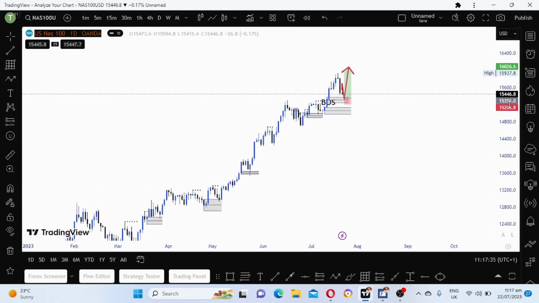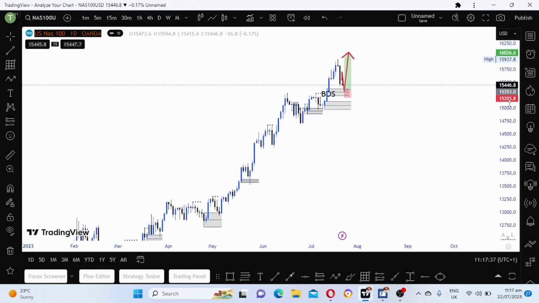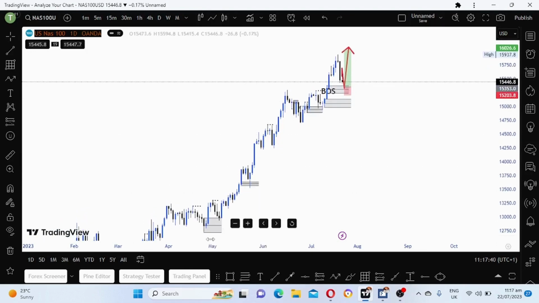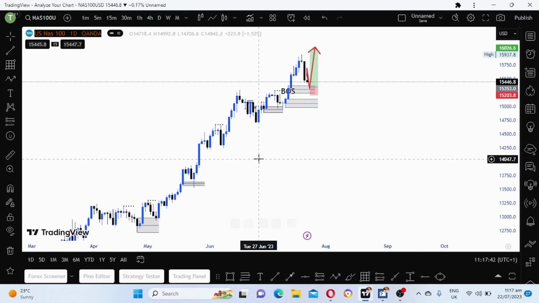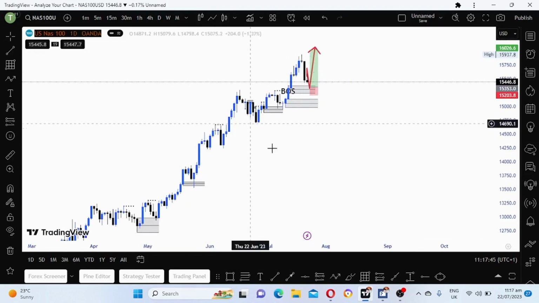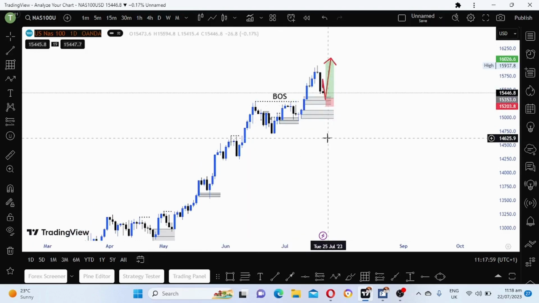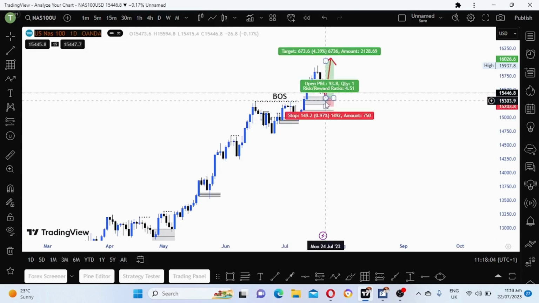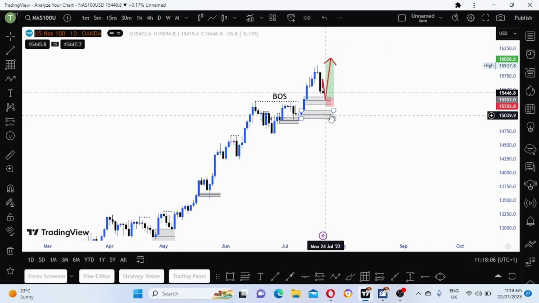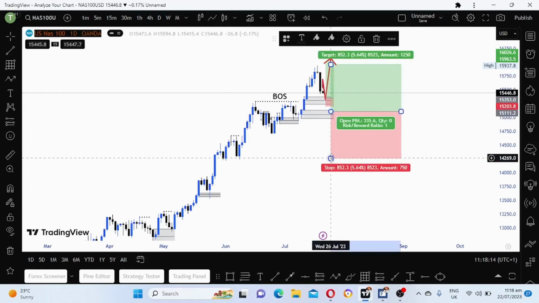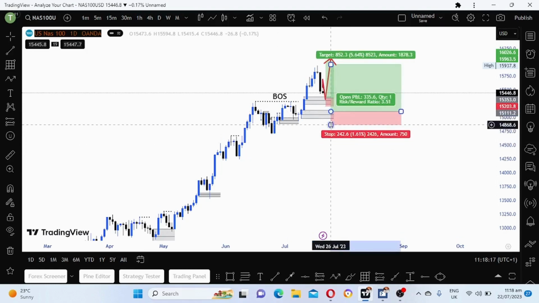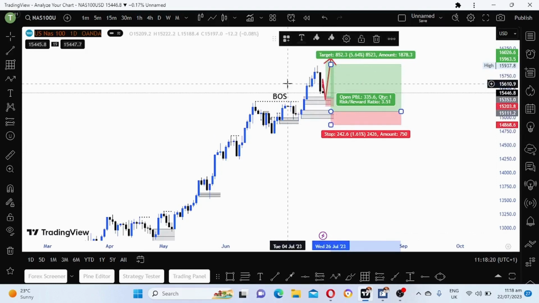We are now in a pullback. We are in a pullback now, but I will look to buy soon. Soon I will buy Nasdaq. So there is our break of structure, guys. So now I'm waiting for Nasdaq to come at this demand zone. If it doesn't respect this first demand zone, we have a second demand zone which is here. That is where I can enter our second buy if price didn't respect our first demand zone.